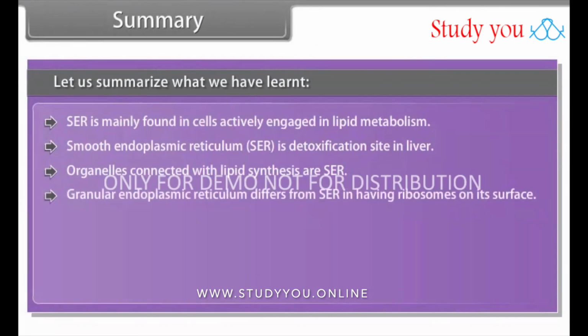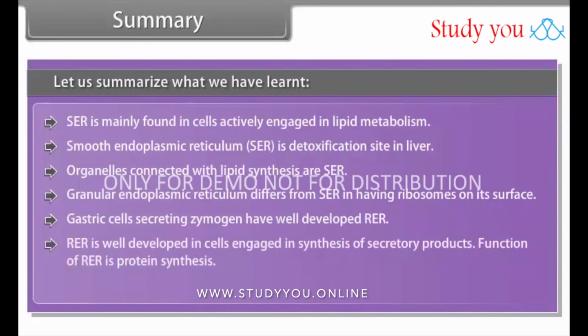Granular endoplasmic reticulum differs from SER in having ribosomes on its surface. Gastric cells secreting zymogen have well-developed RER. RER is well developed in cells engaged in synthesis of secretory products. Function of RER is protein synthesis. RER differs from SER in presence of ribosomes.